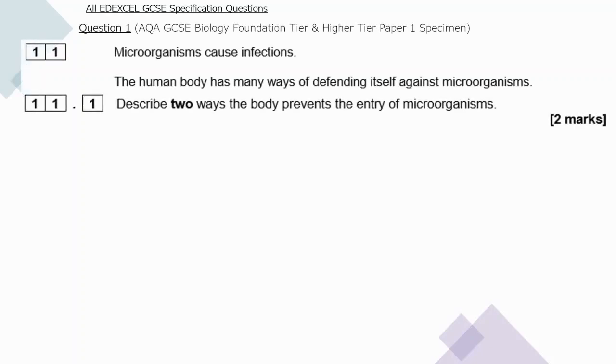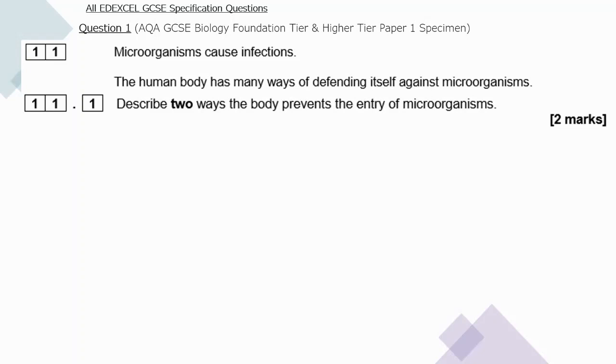So now we're going to move on to some questions based on that information. So question 1, now this is from an AQA paper, however there's not a lot of questions for EDEXCEL, so we're just going to use this for practice. So microorganisms cause infections. The human body has many ways of defending itself against microorganisms. Describe 2 ways the body prevents the entry of microorganisms.